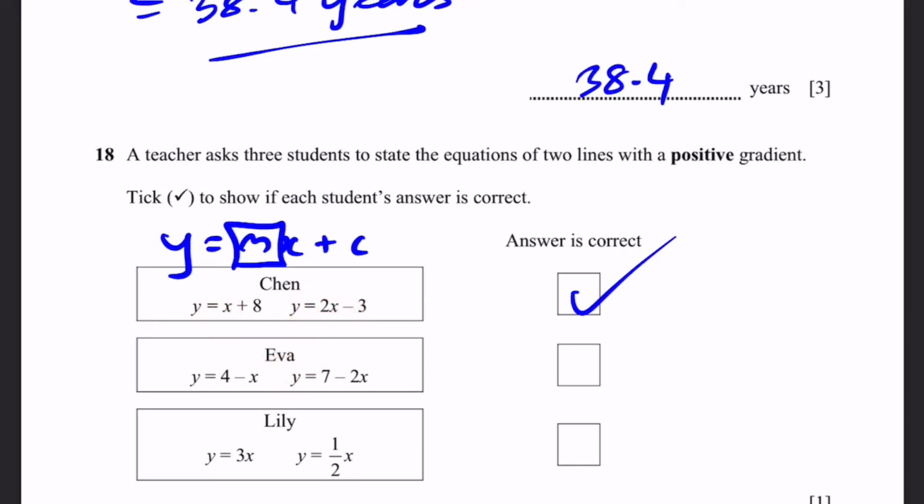Now for Eva, the coefficient of x is negative 1. That's already negative, so our answer is wrong, and therefore we don't tick this. And either way, this one also is wrong since it is a minus 2 gradient. Now for Lily, y equals 3x and y equals half x. Both of these have the m value of 3 and half respectively, and they both are positive. Therefore, it is the correct answer.